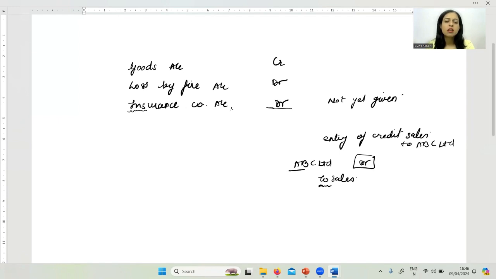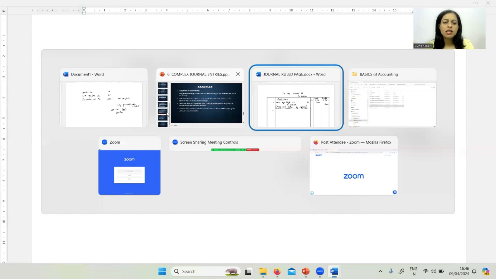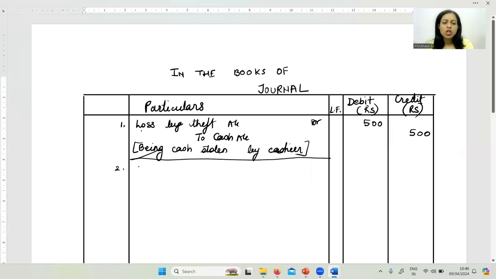Right now, remember, this is a recoverable amount and the insurance company has just admitted the claim and not paid us. So they are not the giver yet. They are in fact the receiver of that claim. So in this case, how do I journalize this entry? I will first write loss by fire account debit.